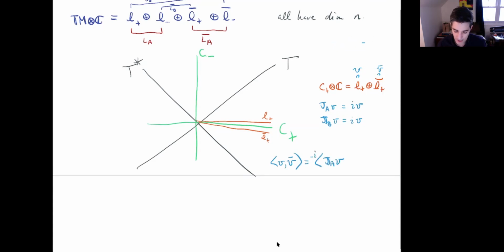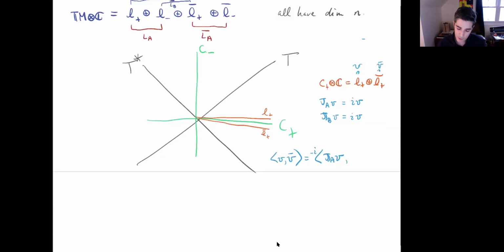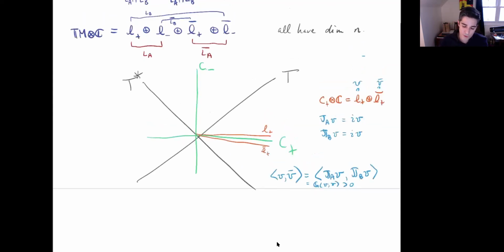and I'll put a minus i to get rid of that eigenspace. And here I could put J_B V, and I would have to put an i. So the i and the minus i cancel out. And this is indeed big G of V, V, which is positive definite. So anyway, you can convince yourself that what I'm saying about the decomposition is right.